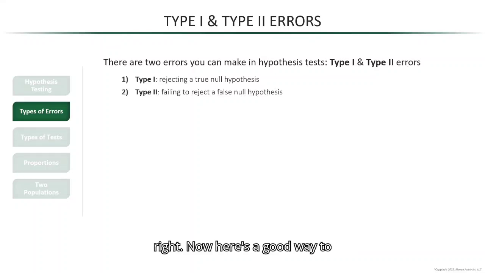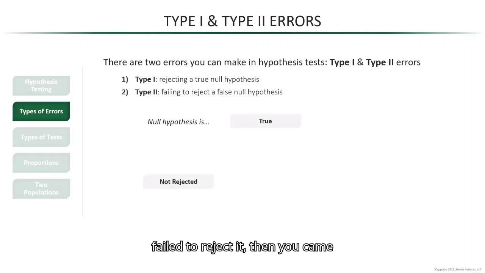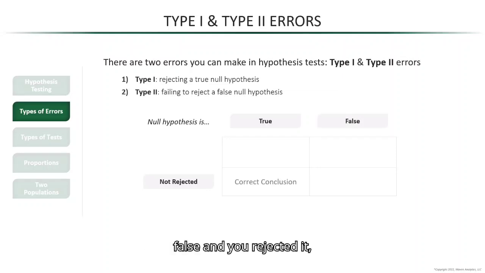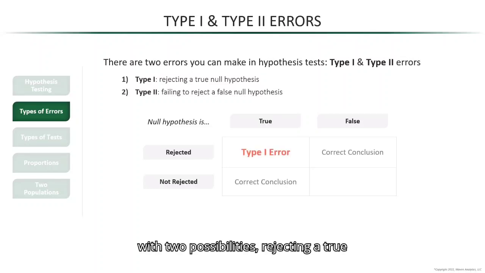Now, here's a good way to visualize this. If your null hypothesis is true, and you failed to reject it, then you came to the correct conclusion. Similarly, if your null hypothesis is false, and you rejected it, then you also came to the correct conclusion. But that still leaves us with two possibilities: rejecting a true null hypothesis, which is a type 1 error, and failing to reject a false null hypothesis, which is a type 2 error.